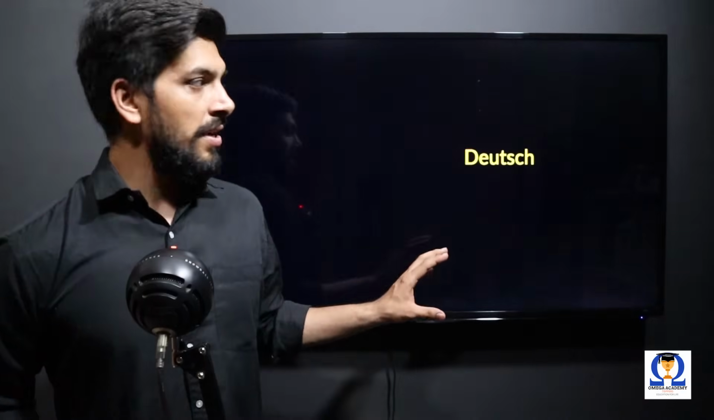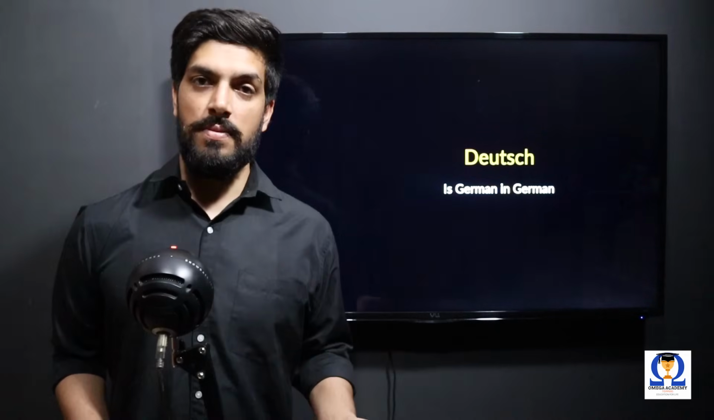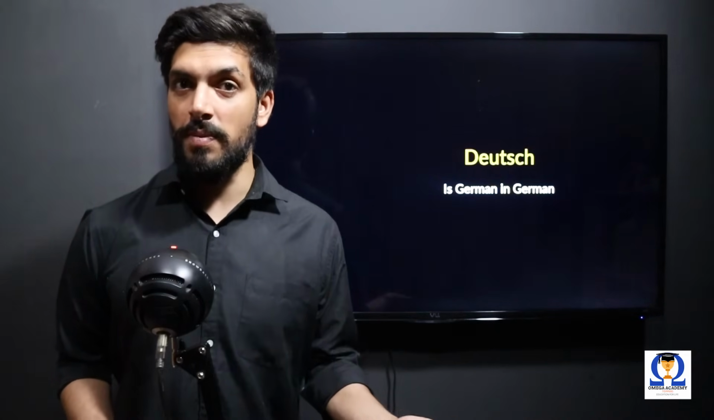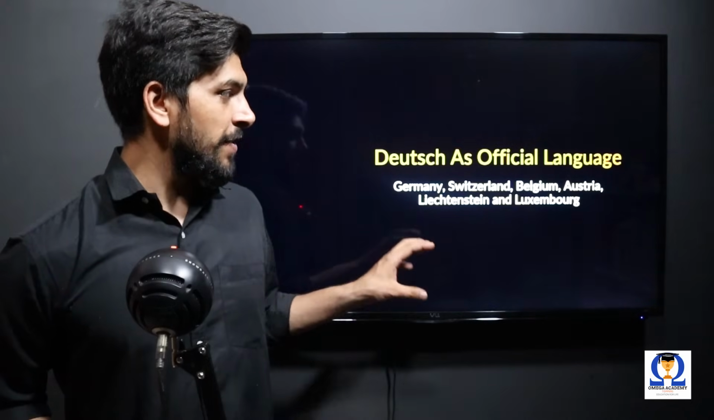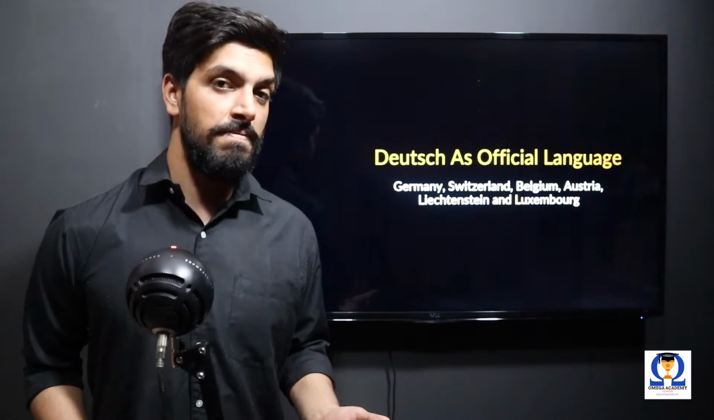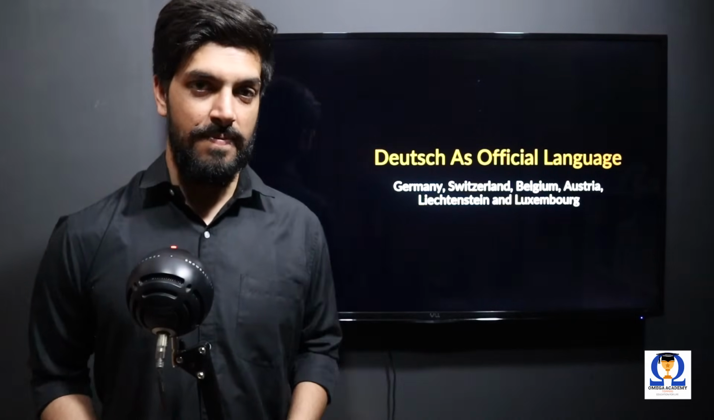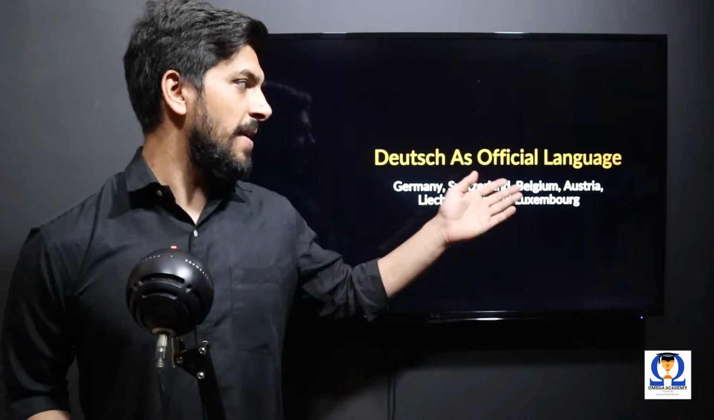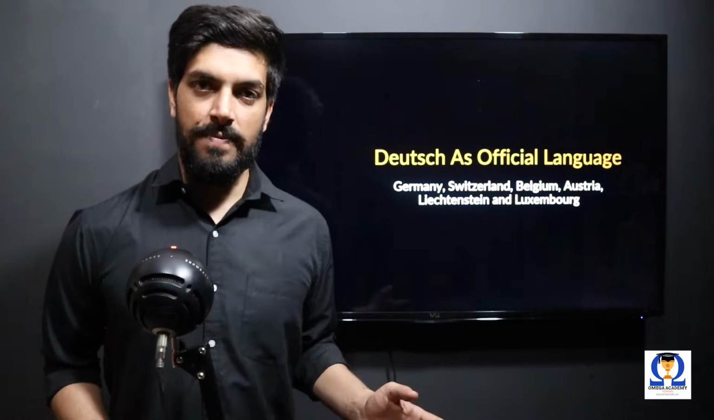This is session 1, and remember, Deutsch is the German of German. So German must be called something in German language, right? It's called Deutsch. And Deutsch is an official language in these many countries. So if you're learning German, that means you will be able to stay in these countries if language is the barrier. Germany, Switzerland, Belgium, Austria, Liechtenstein, and Luxembourg, all of them.